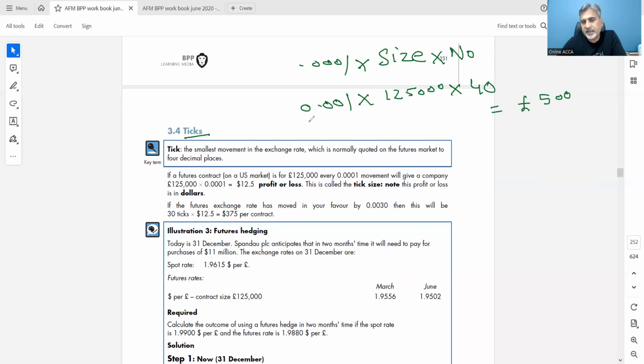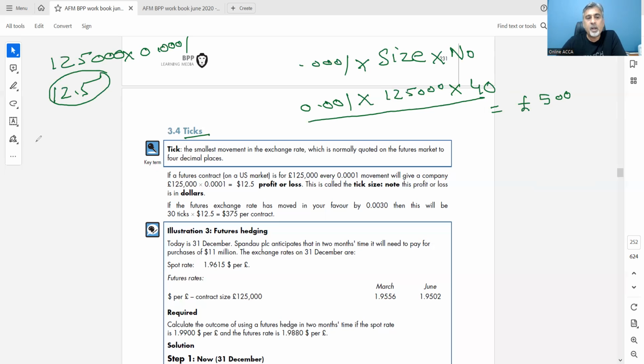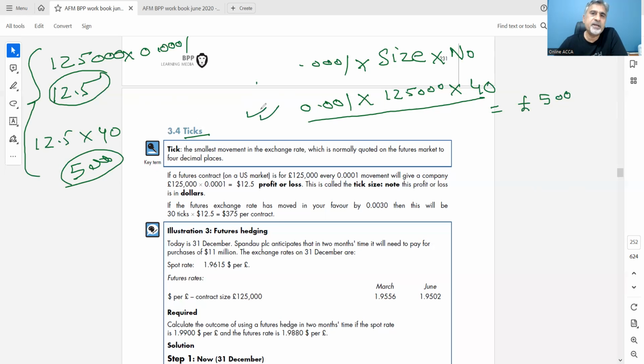This is one way of calculating it. Another way of calculating it: 125,000 times 0.0001, so the price of 1 tick is 12.5. 12.5, price of one tick. How many ticks have you moved? You have moved 40 ticks. So 40 multiplied by 12.5, again, gives you 500. So there are two ways. I don't use this method. I generally use this method. To me, it looks more simple.